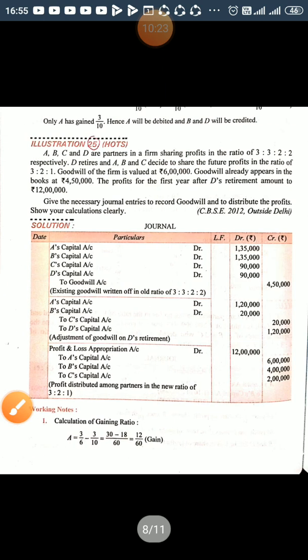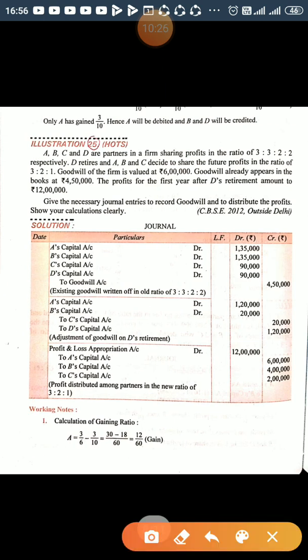Now I take one more example. This is also an exhaustive one, but there is a little bit of change. When any partner retires or dies, it is not necessary that only the retiring partner is sacrificing. Sometimes even the continuing partners sacrifice due to change in agreement. So this question is all about this.